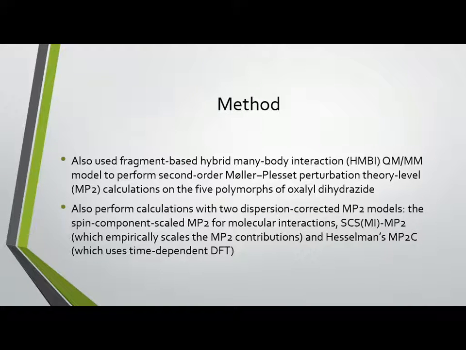Yeah. And they also used, for comparison, fragment-based hybrid many-body interaction, HMBI, QM/MM models to perform second-order Møller-Plesset perturbation theory level, MP2, calculations on the 5 polymorphs. They also performed calculations alongside this with 2 dispersion-corrected MP2 models: the spin component scaled MP2 for molecular interactions, which empirically scales the contributions, and then Hesselmann's MP2C, which uses time-dependent DFT. Yeah, of course, we'd all think of that, wouldn't we?